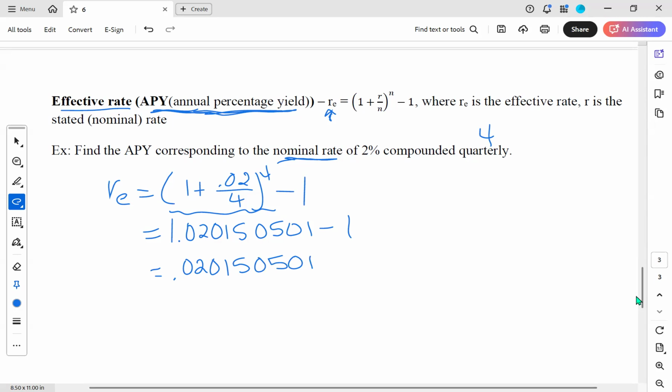So this is a rate, just like the last problem that we had. So we need to write it as a percent. So we'll have 2.0151%, 4 decimal places. Okay. And that's how you find effective rate. It's not too bad. Good news is you don't have to worry about a time on it. And so you just plug in your information, get your check figure, and then work it out.